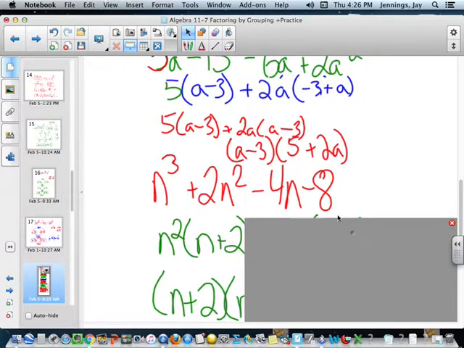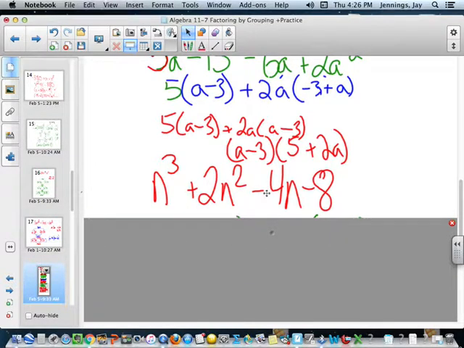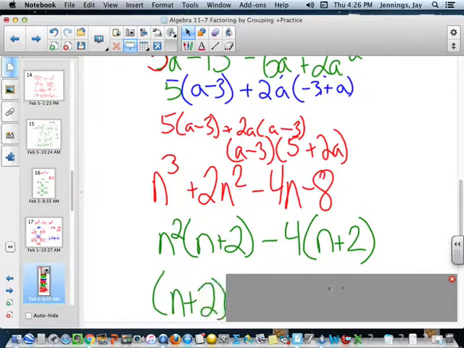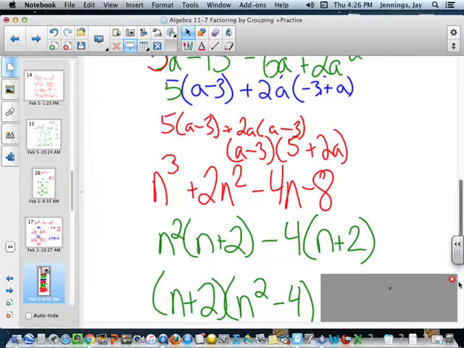Knowing that, you want to factor something out to end up with a positive n. So in order to do that, you'd have to factor out a negative 4, which will make it n plus 2. We then have an n plus 2 in common, so we factor that out. So n plus 2 times the quantity of n squared minus 4. And then one extra layer to this problem is that you then can factor this as the difference of 2 squares.